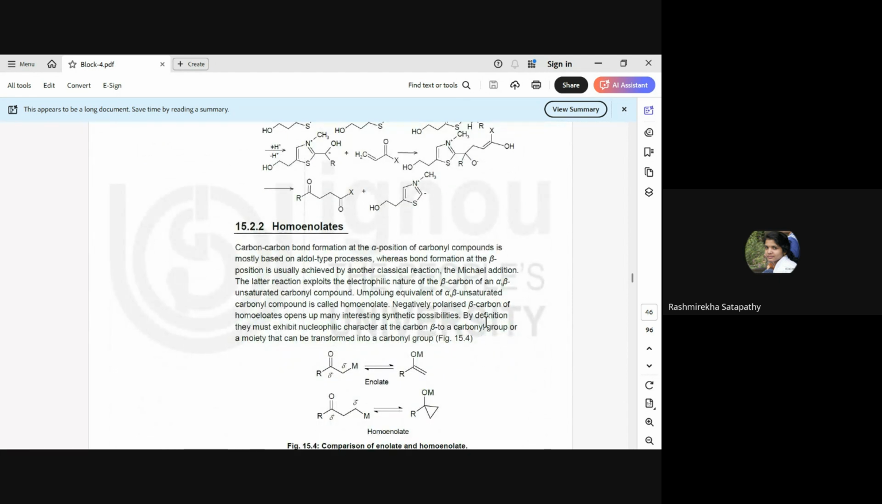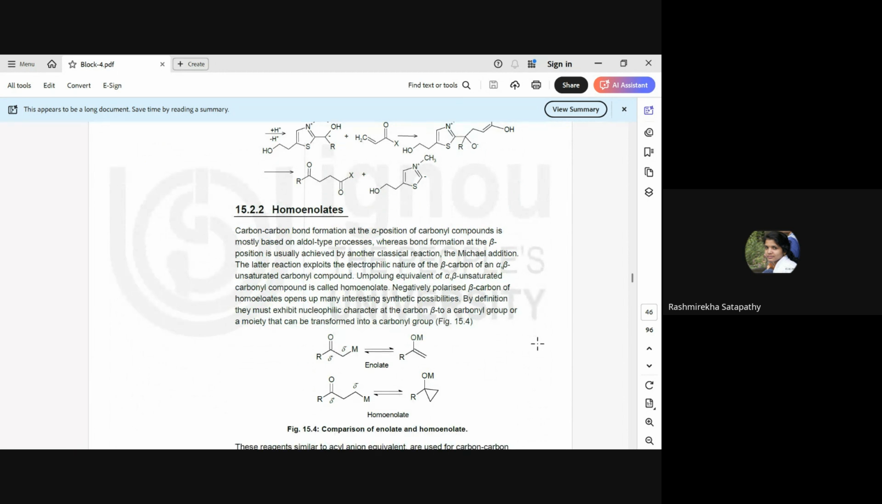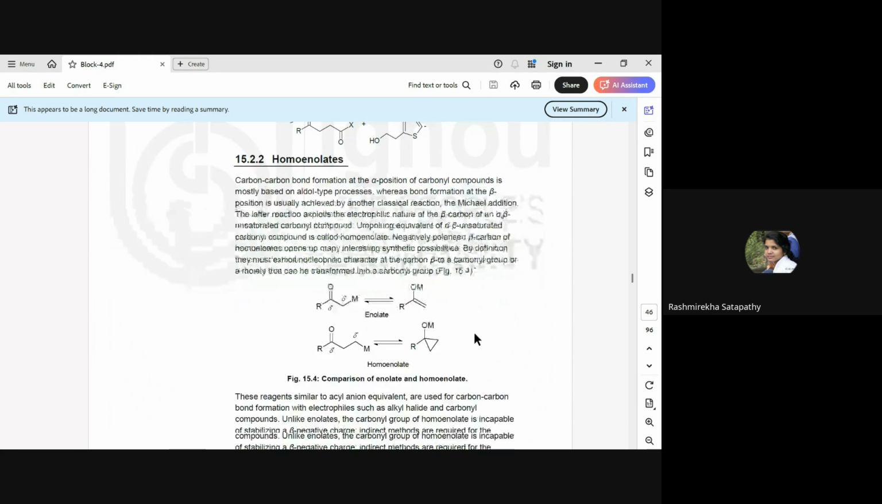Carbon-carbon bond formation at the alpha position of the carbonyl compound is mostly based on the aldol type process, whereas bond formation at the beta position is usually achieved by another classical reaction, the Michael addition. The negatively polarized beta carbon of the homoenolate opens up many interesting synthetic possibilities. By definition, they must exhibit a nucleophilic character at the carbon beta to a carbonyl group or a moiety that can be transformed into a carbonyl group.